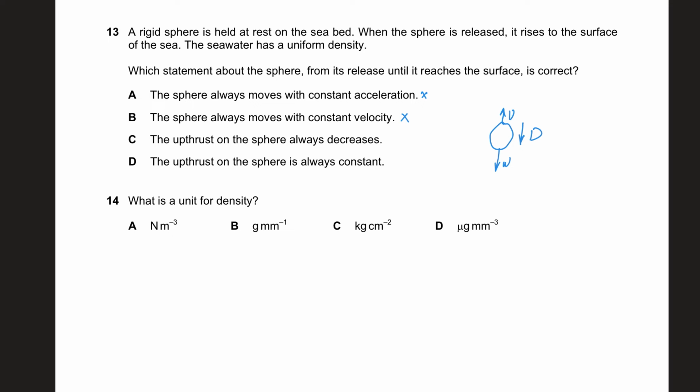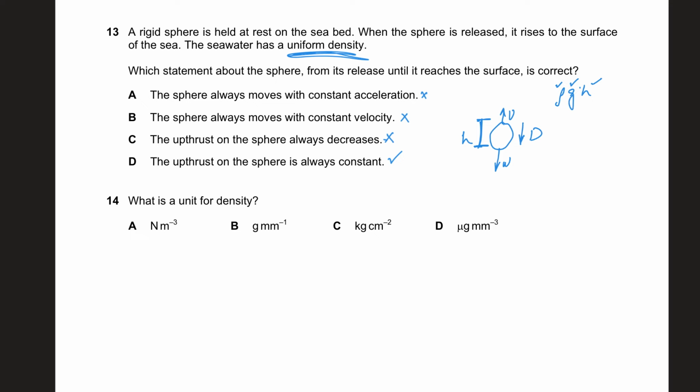The upthrust on the sphere always decreases. Upthrust depends on the pressure difference. And the pressure difference depends on rho, g, and h. The seawater has uniform density, as stated in the question. g is constant, and so is the height of the sphere. So the upthrust on the sphere decreases? No, it does not. Irrespective of the depth of water the sphere is in, the upthrust stays constant. The upthrust on the sphere is always constant, yes.